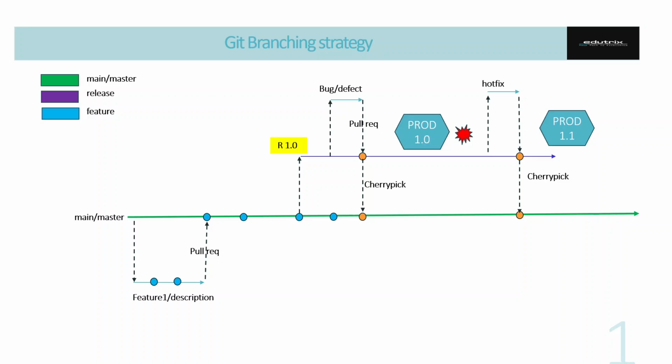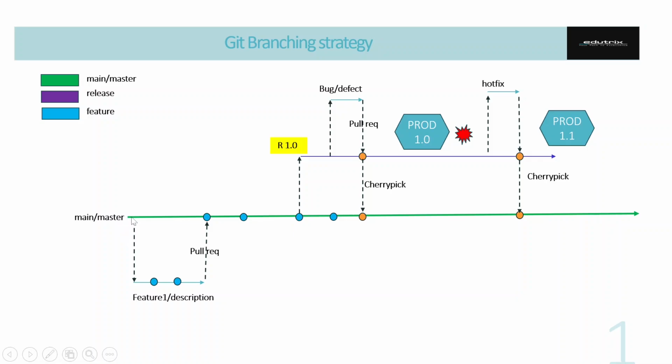Some of the key features of this strategy are frequent integrations, a single branch, which is also referred to as trunk, short-lived feature branches, and small incremental changes. I have outlined the process flow in this diagram. Let's go over the diagram step by step.